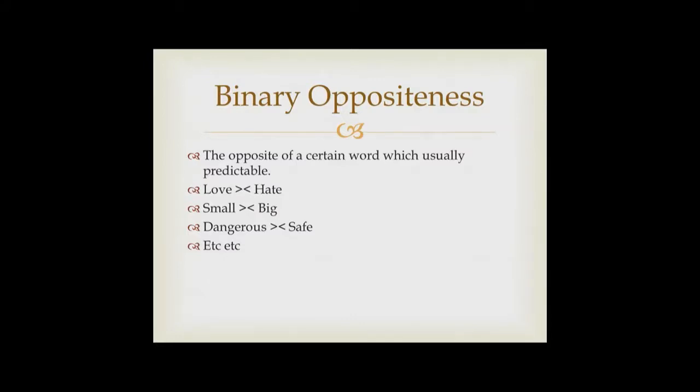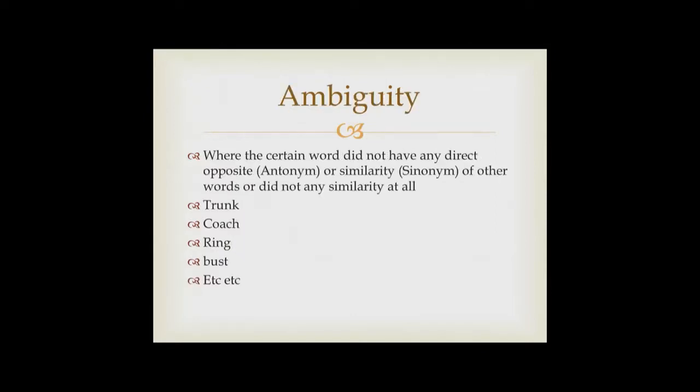Binary oppositeness: the opposite of a certain word is usually predictable. For example, love and hate, small and big, dangerous and safe, and many other examples. Next, ambiguity. Ambiguity is where a certain word does not have any direct opposite, antonym, or similar word, synonym, or does not have any similarity at all.